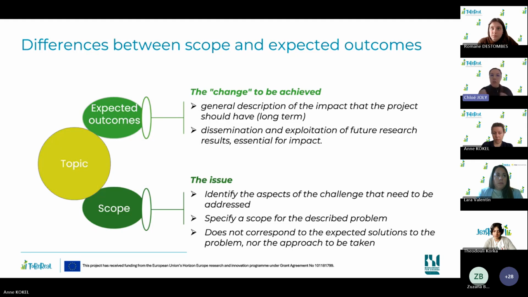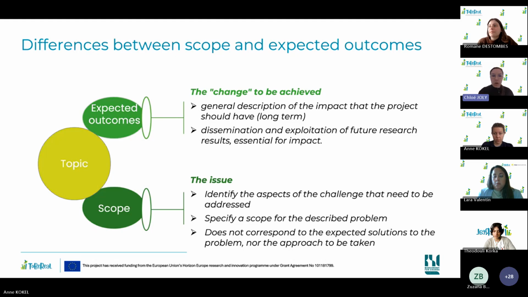In the expected outcome section, this is the change to be achieved. This is the general description of the impact that the project should have. So the expected impact CBE JU is waiting for from your project. And in this section, you have also the dissemination and exploitation of the future research results, essential for impact. So it is mentioned in this topic paragraph.